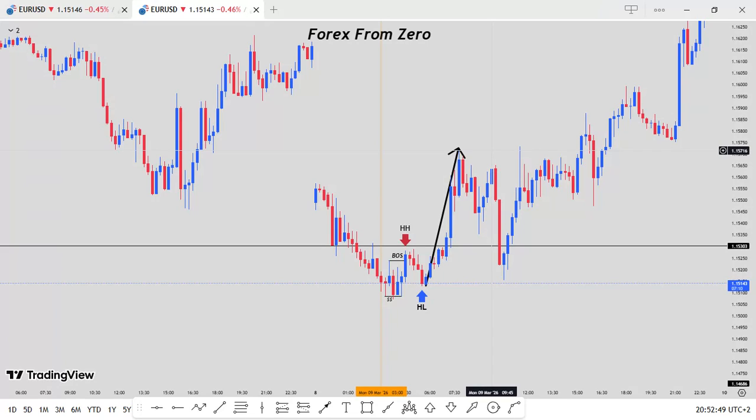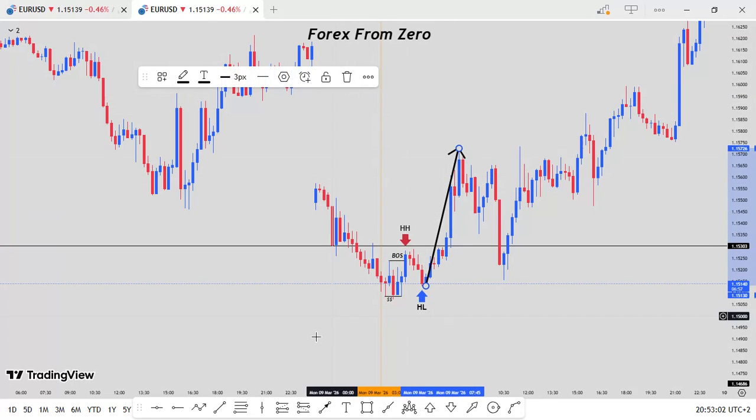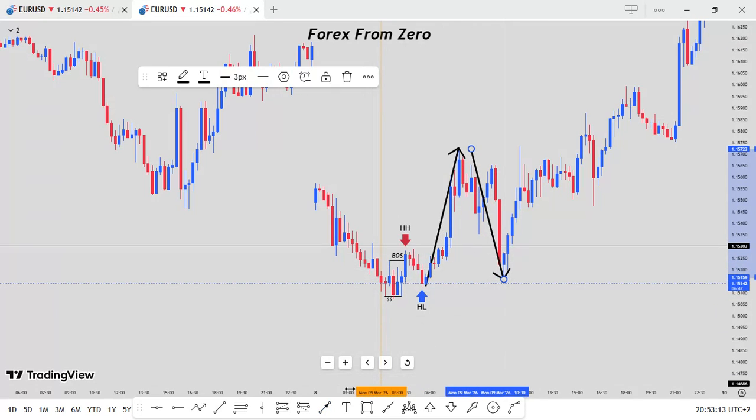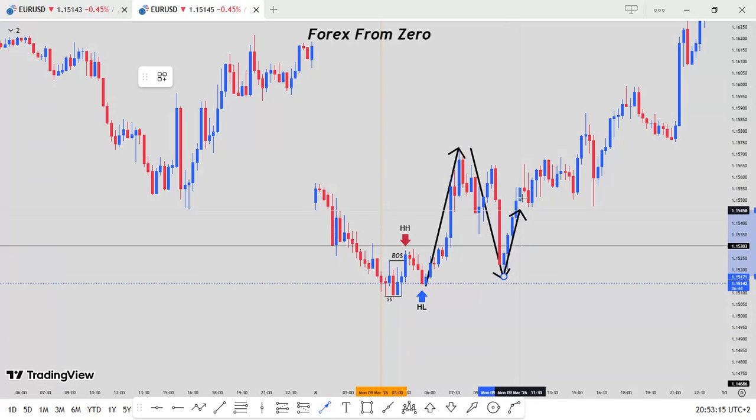There is what we call pullbacks, but pullbacks are not supposed to take out the higher low. So how is a pullback really looking like in this trend? This is it. So we had this pullback, and notice it didn't take out this higher low. It just reached here. What happened? It again pushed to the upside.